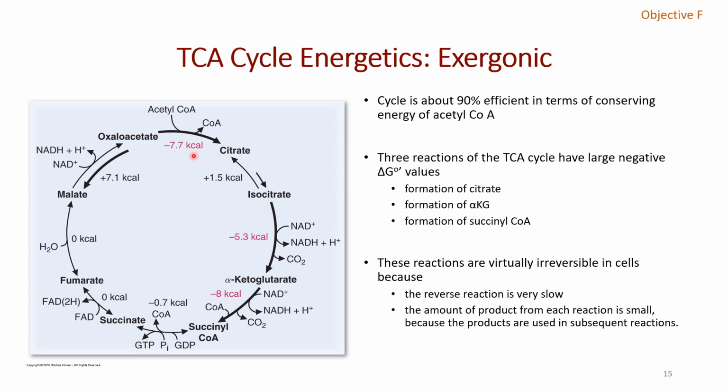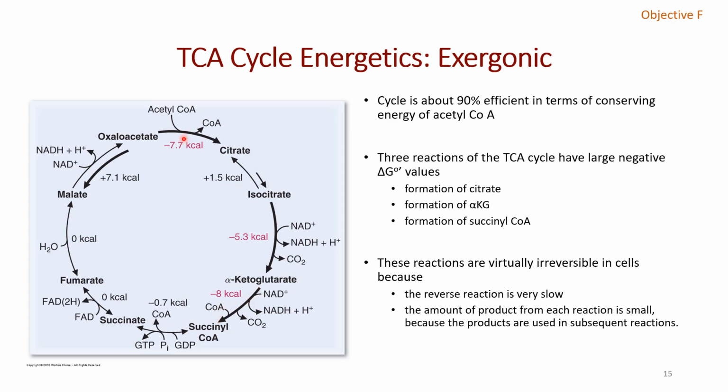And if you recall, there are several reactions here that have large negative delta Gs. And what the negative delta G says, this is an exergonic reaction. It means it liberates free energy, and because energy is liberated, it's considered spontaneous as written. So if you have oxaloacetate and acetyl-CoA as the substrate, the reactants, and citrate as the product, the negative 7.7 says that this equilibrium will lie to the right. It will favor the formation of citrate. Isocitrate will favor the formation of alpha-ketoglutarate, and alpha-ketoglutarate will favor the formation of succinyl-CoA.